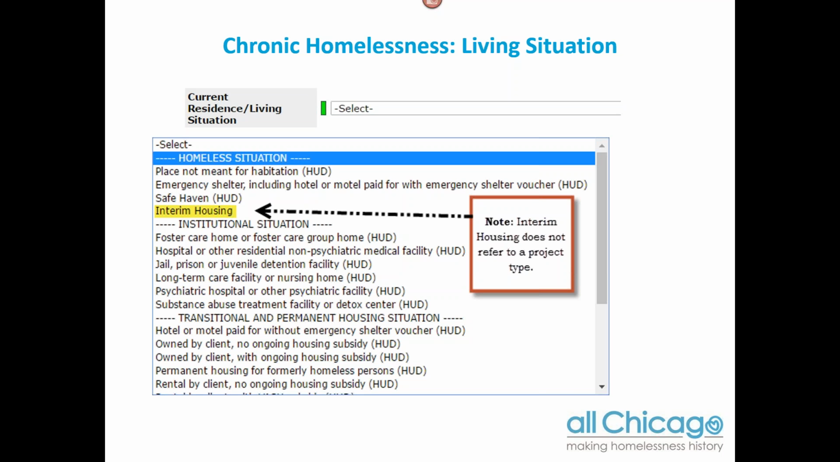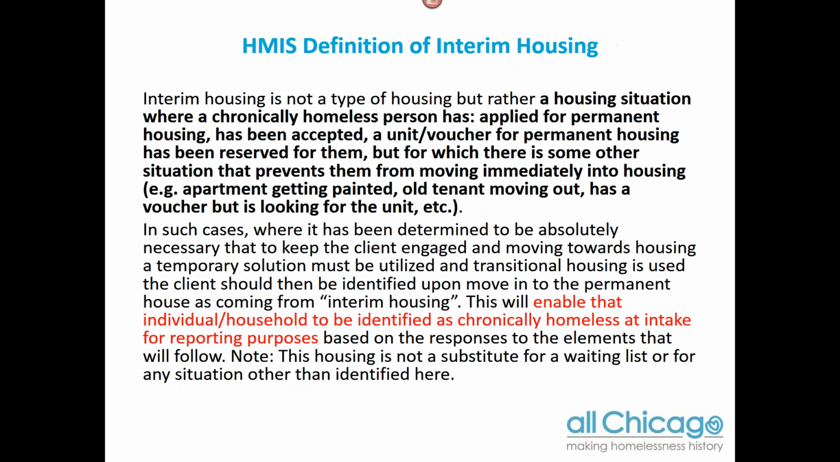So we did want to make sure this was something we emphasized, that we need to keep working on making sure this is clear to all of us of what this term is really meant to be used for when you're talking about this question of current residence living situation. So I'm going to go into the next slide to show you the actual HMIS definition of what this interim housing term refers to. But just be very clear that this does not refer to interim housing as we know it in Chicago in terms of a housing project. This is different. So what is it?